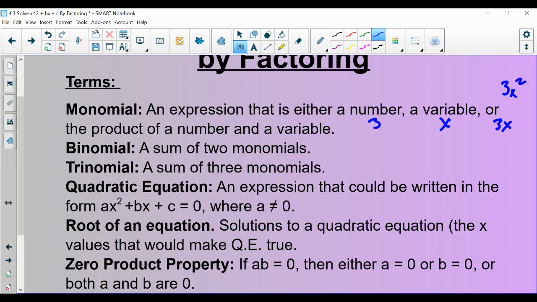A binomial, so mono meaning 1, binomial would be 2 of these monomials being added together. A very common binomial would be something like x plus 3. And then you guessed it, a trinomial would be 3 of these things all being added or subtracted with one another. Something like 3x squared plus x plus 3. Monomial, monomial, monomial, all of them being added or subtracted together. That would be a trinomial.